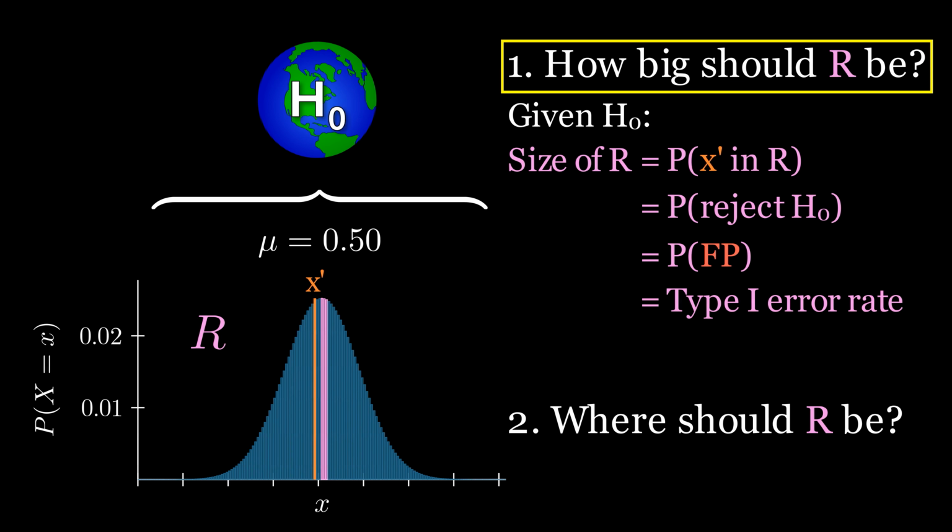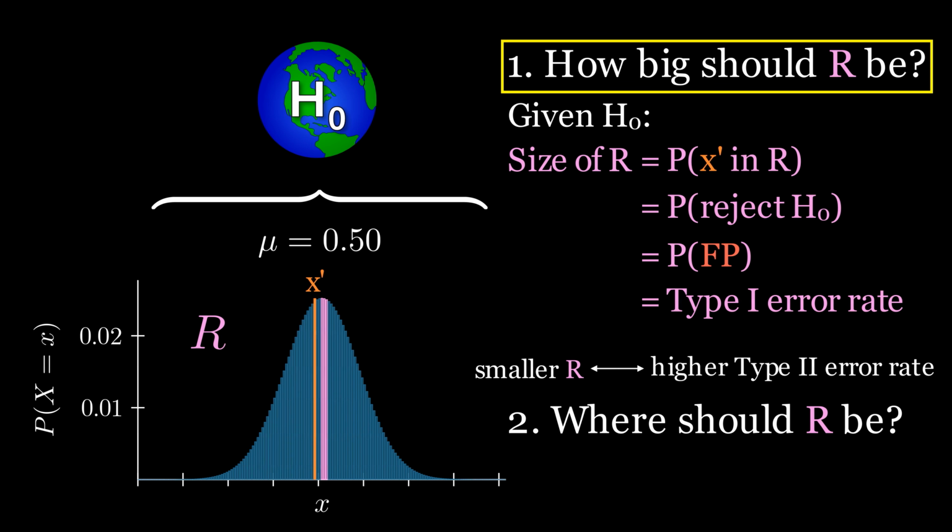The size of the rejection region, that is, the heights of all the bars, directly corresponds to the type 1 error rate. The smaller we make our rejection region, the less likely we'll be to get an incorrectly significant result when the null hypothesis is true. But there's a trade-off here, because a smaller rejection region also means we're less likely to reject the null hypothesis when it's false, leading to a higher type 2 error rate. So picking the size of R is a compromise, which depends on how much we care about each type of error.